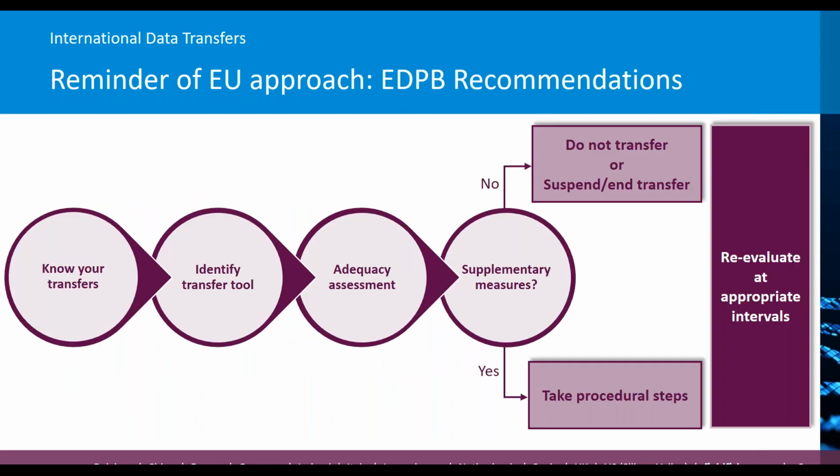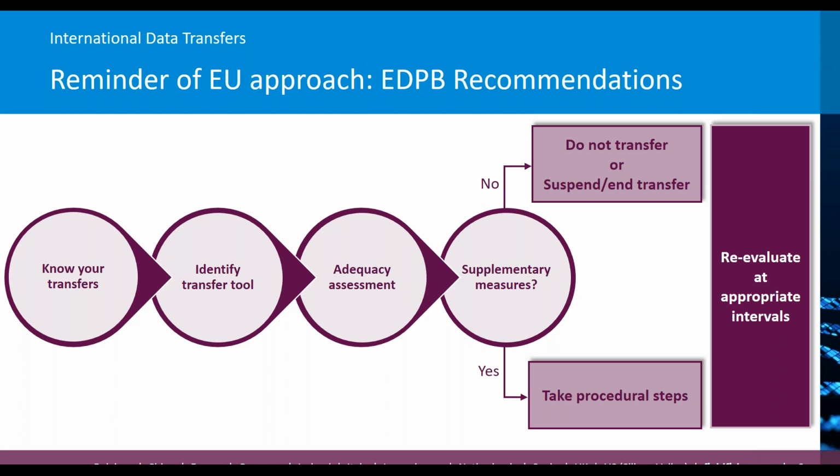So the EDPB recommendations, which now is the Bible of dealing with transfers, finalized at the same time as the SCCs last summer, set out an 8-phase approach to this. Phase 1, you know your transfers. You can't decide whether data is going to be adequately protected unless you know where it is, who's got it.